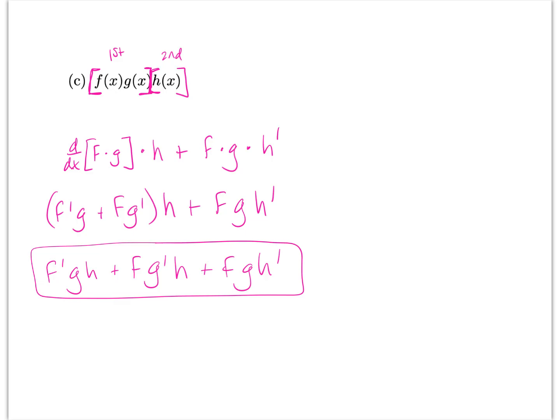Notice how the primes are moving. I'm trying to take f times g times h, prime of the whole thing. I ended up doing f prime times g times h.